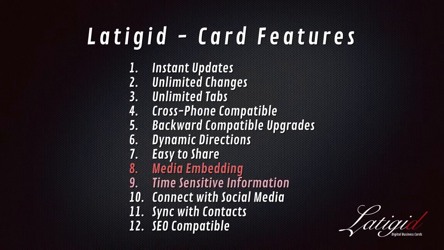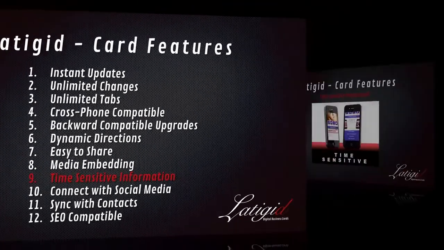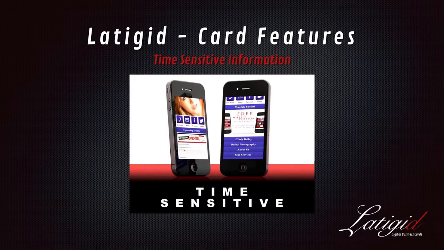Number 9, time-sensitive information. This is actually a really great feature as well. You can put information on your phone that is time-sensitive. For example, you can have a tab that says upcoming events. You can have a calendar tab. You can have a monthly special tab. Anything that expires, because after, for example, the monthly special expires, you can just log in and either erase the tab altogether or update it with a new special. When you have an event calendar, you can just log in, take out the events that have expired, and so people will never have outdated information.